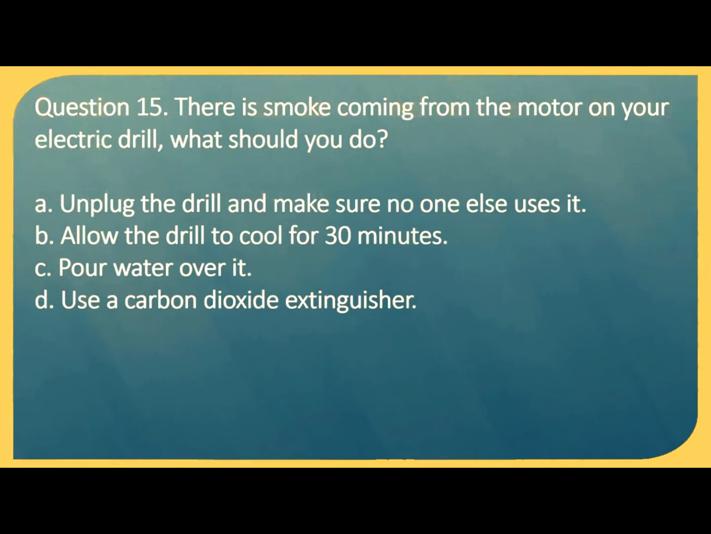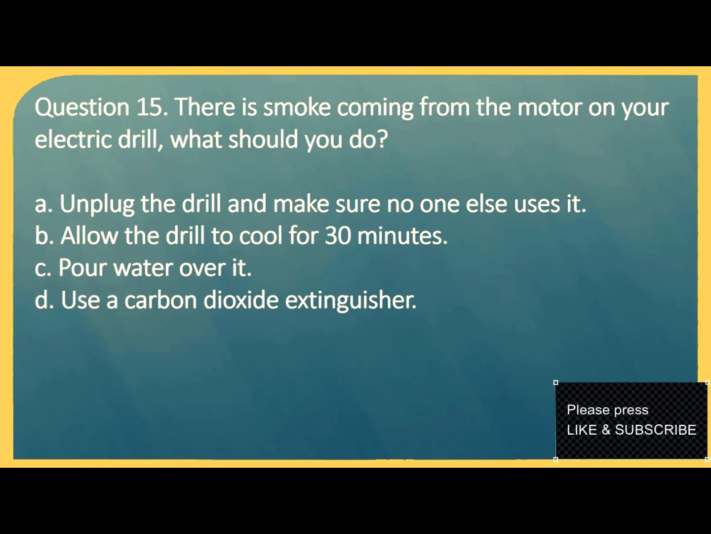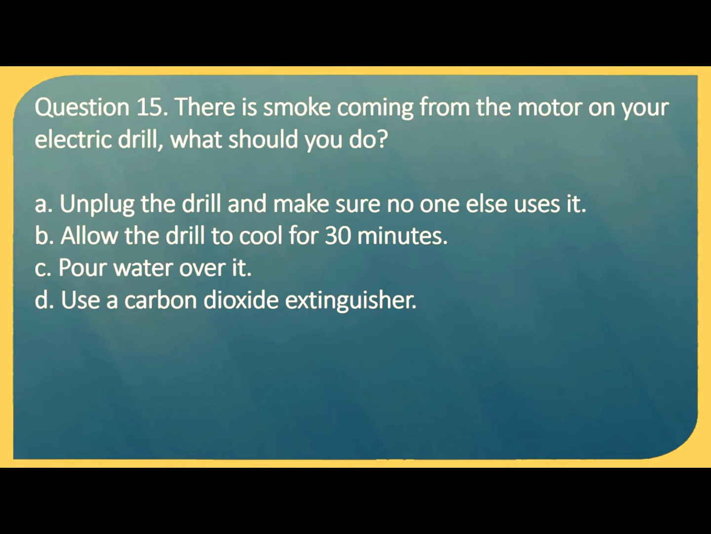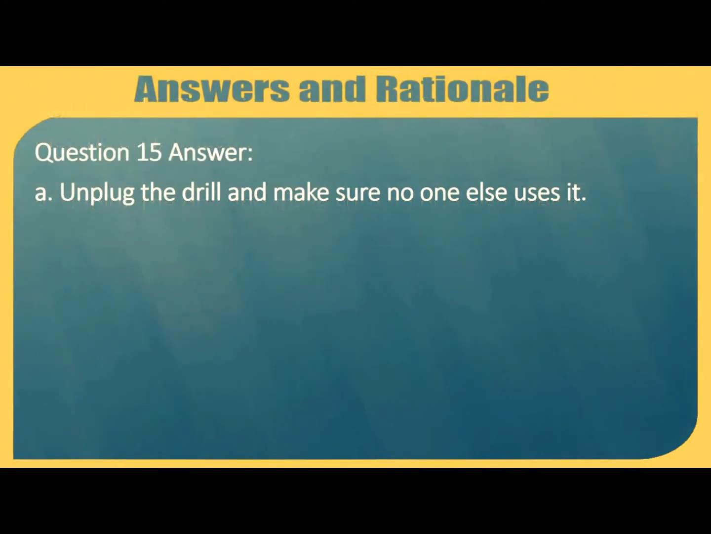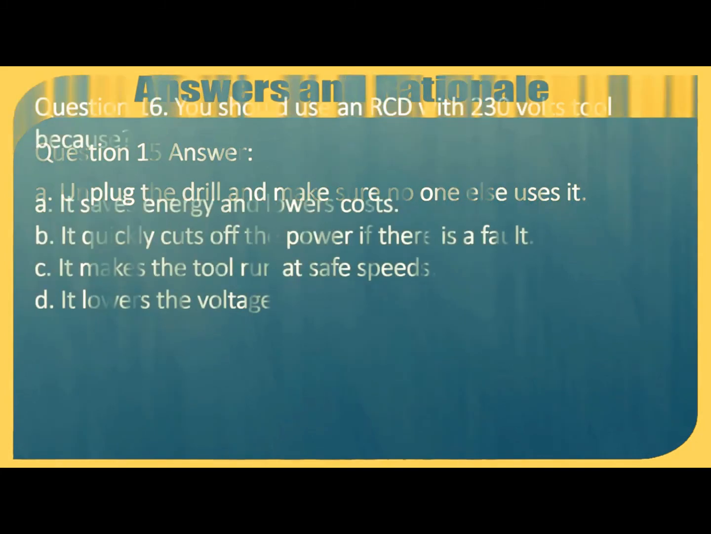Question 15. There is smoke coming from the motor on your electric drill. What should you do? A. Unplug the drill and make sure no one else uses it. B. Allow the drill to cool for 30 minutes. C. Pour water over it. D. Use a carbon dioxide extinguisher. Question 15. Answer A. Unplug the drill and make sure no one else uses it.